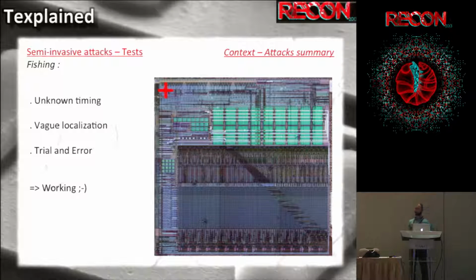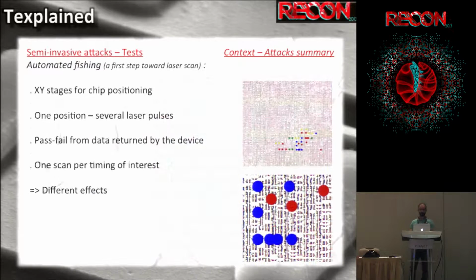It's very long, so the next step will be just to buy an XY stage, just to be able to scan your chip. So now you choose a specific timing of the execution of the program, and you scan every point of the chip, and you make a kind of pass-fail test by looking, for example, at the data that are outputted by the chip. And if it's a fail, you just mark the position and continue to scan. And you can do this for different timings and get some kind of maps of what you just did.